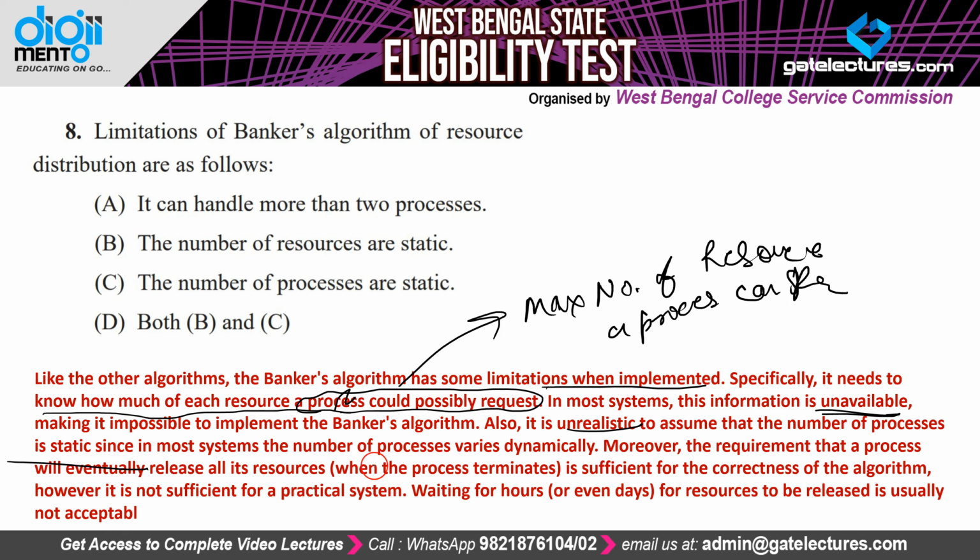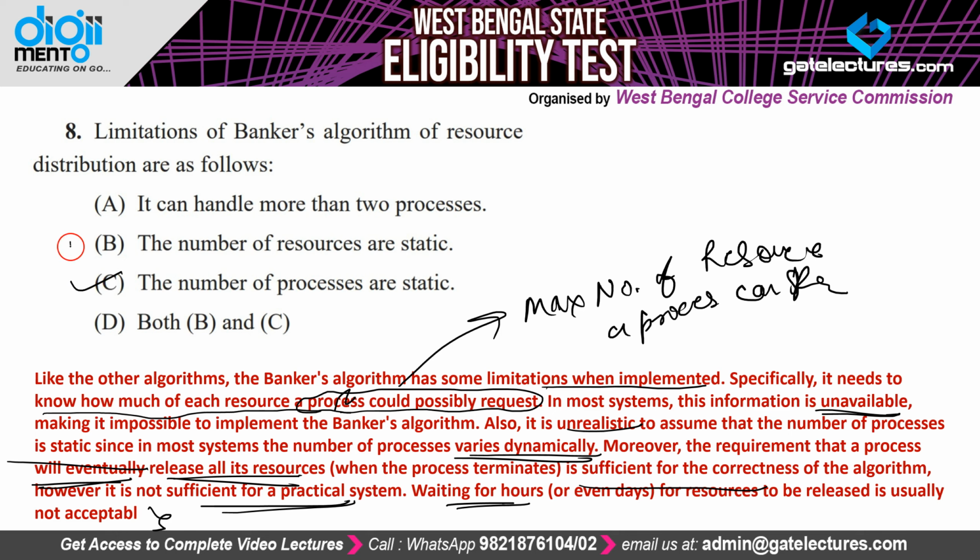Okay, since in most systems the number of processes varies dynamically. Moreover, the requirement that a process will eventually release all its resources when the process terminates is sufficient for the correctness of the algorithm. However, it is not sufficient for practical system. Waiting for hours, even days for resource to be released is usually not acceptable. So number of processes are static. This is a limitation of Banker's algorithm.